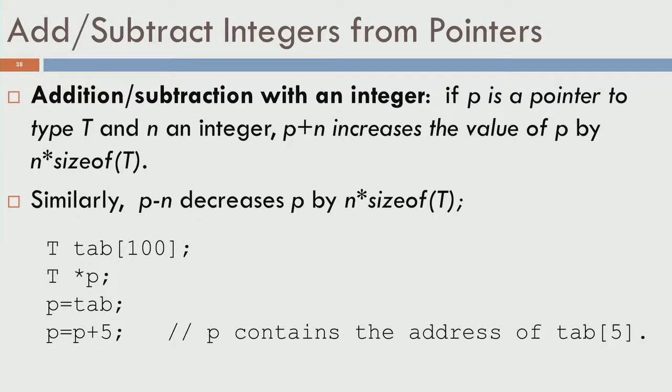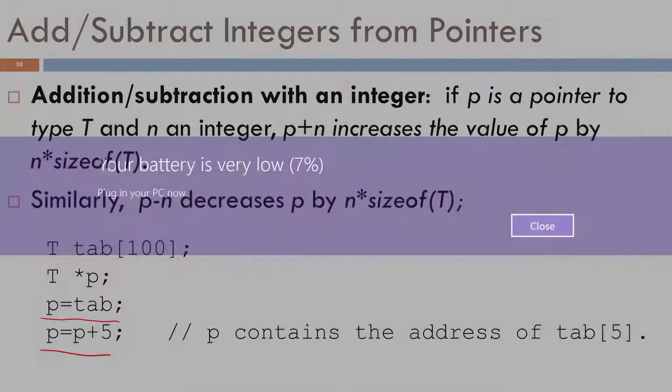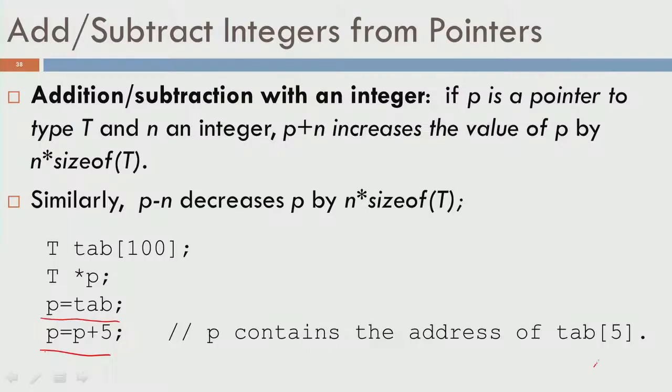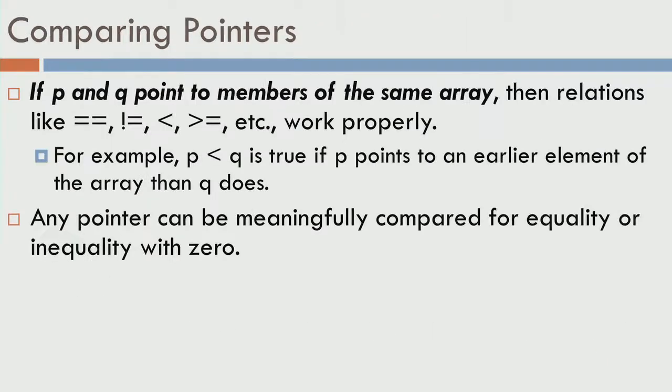You can also add and subtract from pointers; you do not have to do just increment and decrement. In this example, we have made p point at the 0th location of tab and we are adding 5 to it, which means it will start pointing to tab of 5.